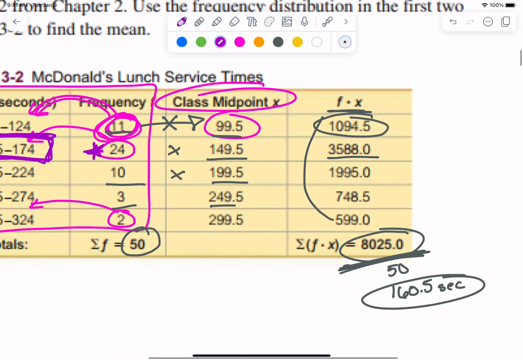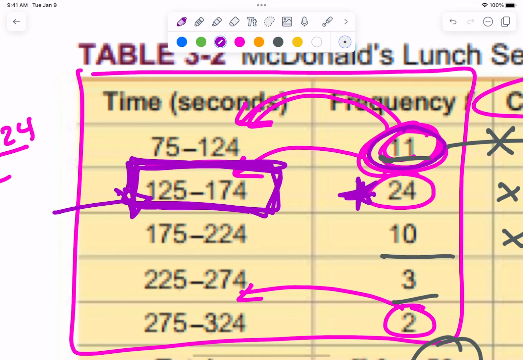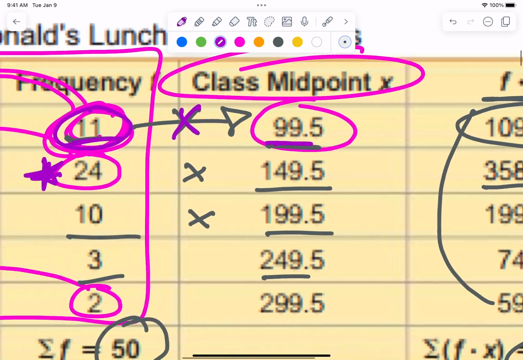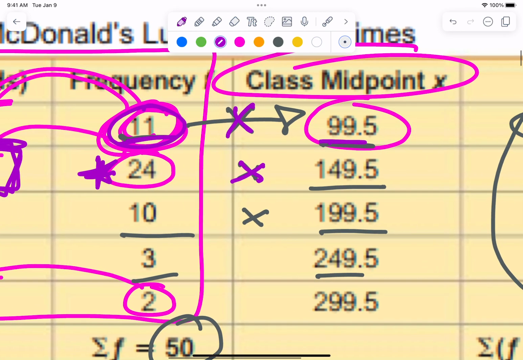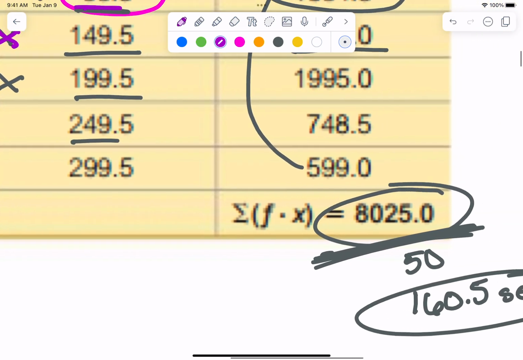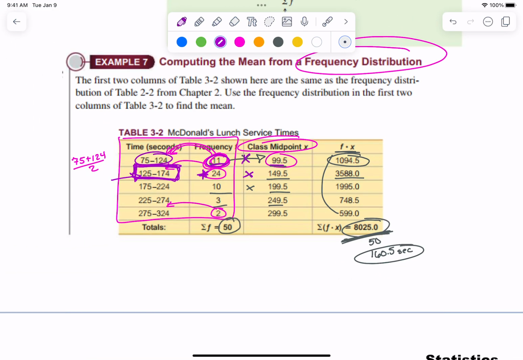So 160.5. So let me review that, okay? We don't know what each one of these individual 11 numbers are, so we just take the midpoint of this class and multiply. There are 11 numbers that are about 99.5, so we take that and multiply. And we do that the same for each class midpoint, add those together, and then we divide by the total number of people that we gathered data from, or what our N is, which is 50. And we get 160.5. Okay, questions about that? That's how you do a frequency distribution.